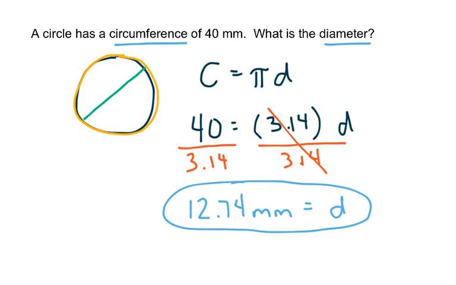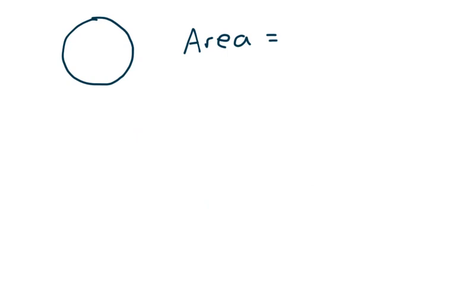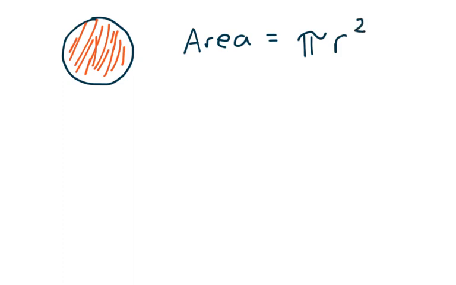Let's look at one more problem with one formula that we haven't seen yet. The circumference is kind of like the perimeter of a circle, and we haven't talked about the area at all. How much space does this circle cover? Our formula for the area of a circle is going to be pi times the radius squared. Be careful with your order of operations there. We're going to square first and then multiply by pi.